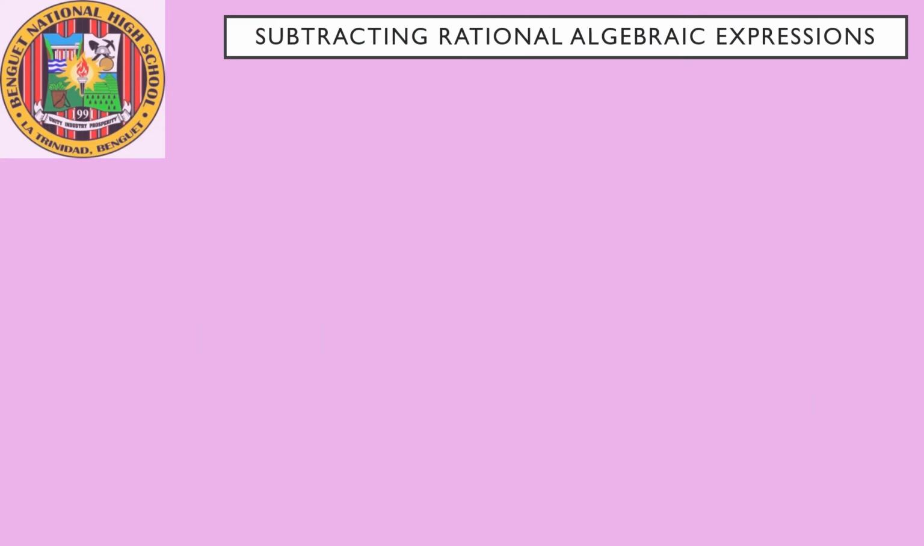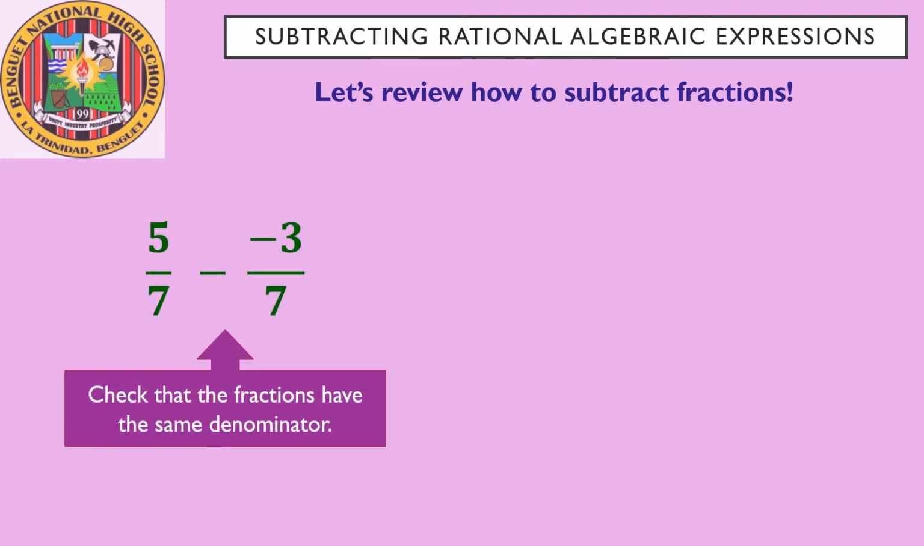We begin with a short review on how to subtract fractions. We start subtracting fractions by first checking if the fractions that we are given have the same denominator. Just like in addition of fractions, we cannot subtract fractions if they describe things that are divided into different parts. In our example, we see that the denominators of our fractions are the same.